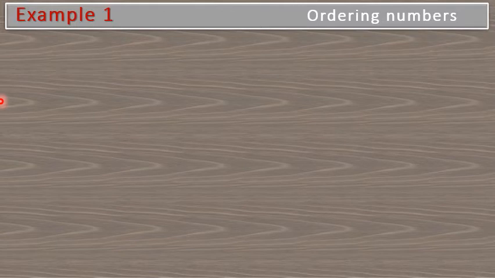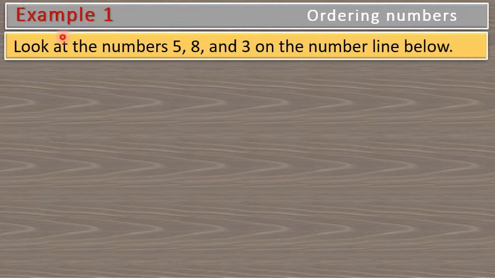Dear children, let us consider few examples to understand the method of ordering numbers. Example 1. Look at the numbers 5, 8 and 3 on the number line below.